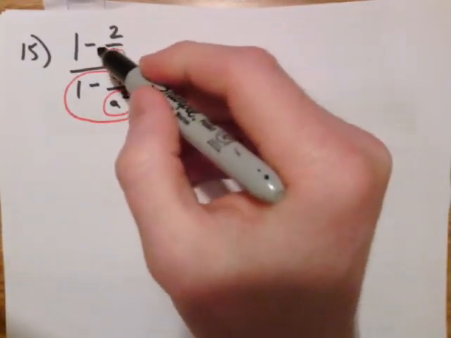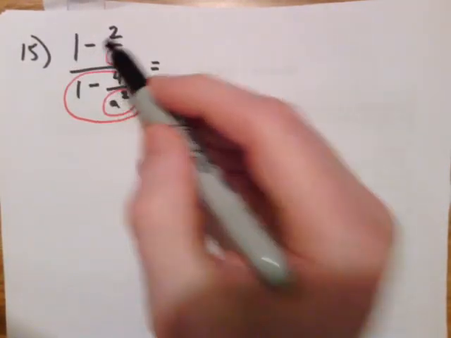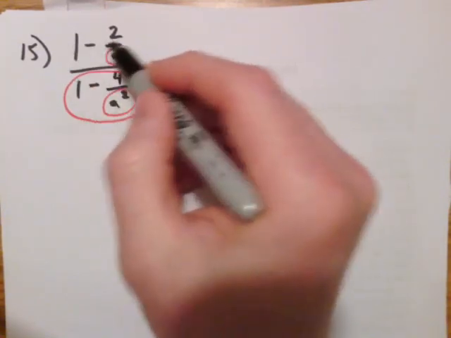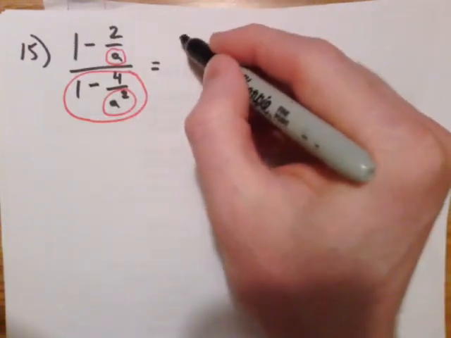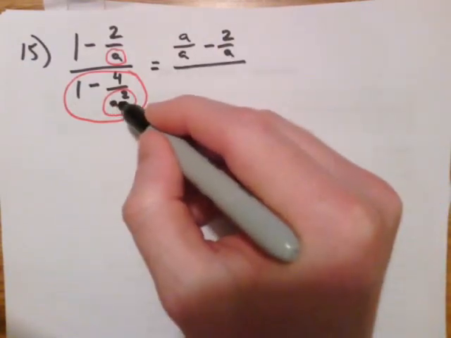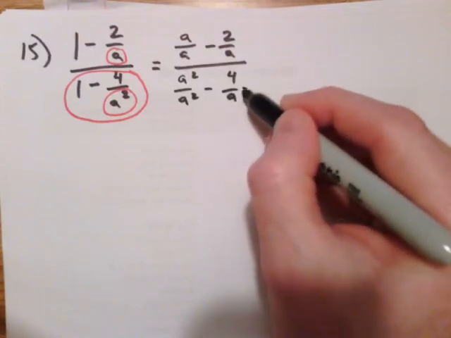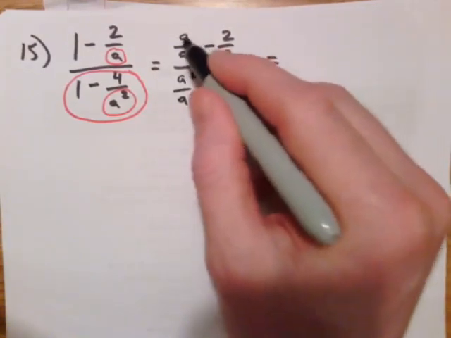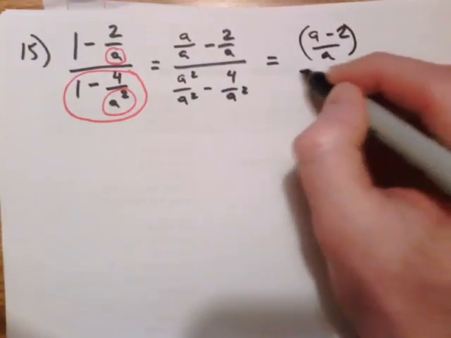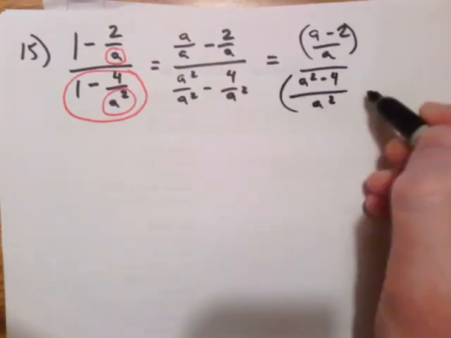So first thing I want to do is combine these to make them just one fraction. So I'm going to multiply this 1 by A over A, so they have a common denominator, and then I can combine. So it's going to be A over A minus 2 over A. Now it's going to be A squared down here. So A squared over A squared minus 4 over A squared. So now we have a common denominator. So it's A minus 2 over A, over A squared minus 4 over A squared. Isn't this fun?